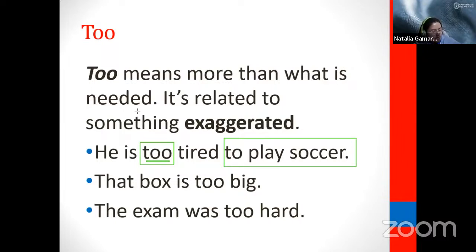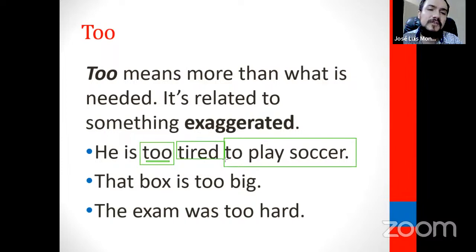It depends on the sentence, and on the adjective that you're going to use. If it's a good adjective, it's hard to think of that as something negative. But again, in most cases, if you use an adjective with "too," it means exaggeration, more than what you need, in an exaggerated way. And that's why sometimes it can be negative.